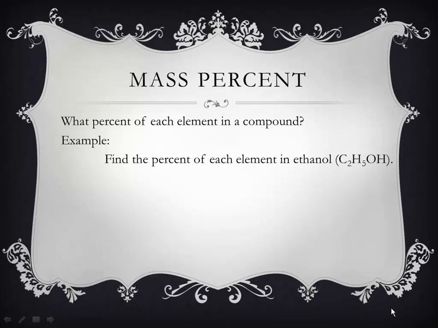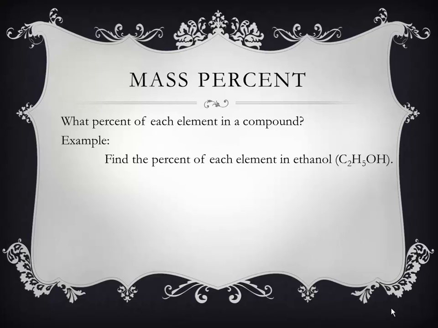Alright, this is part 2 of 1.5. We're going to work on mass percent and empirical and molecular formulas. Mass percent is pretty simple. It's like finding what percent of a compound, by mass, is a given element. So that means you need to find the molar mass, so you've got to use the periodic table.